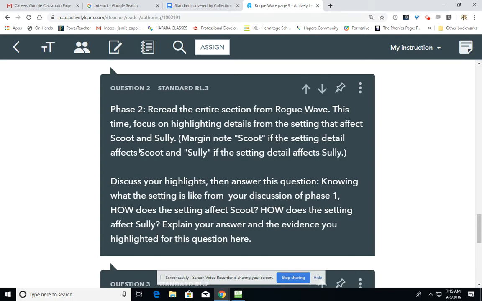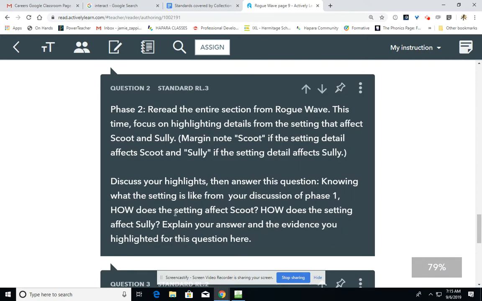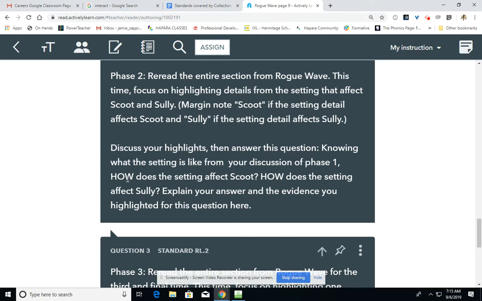After you get your highlights, discuss with your group what you thought was a highlight that shows the setting's effect on Scoot and Sully, and discuss why you thought so. When you finish that discussion, you're going to answer the following question. Knowing what the setting's like from when you talked about the setting in phase 1, how does the setting affect Scoot? And how does the setting affect Sully? So you're going to be using your discussion here to help answer, ultimately, with the details you found, how do you see the setting affecting each of the characters? You'll write your answer to that question in that section.